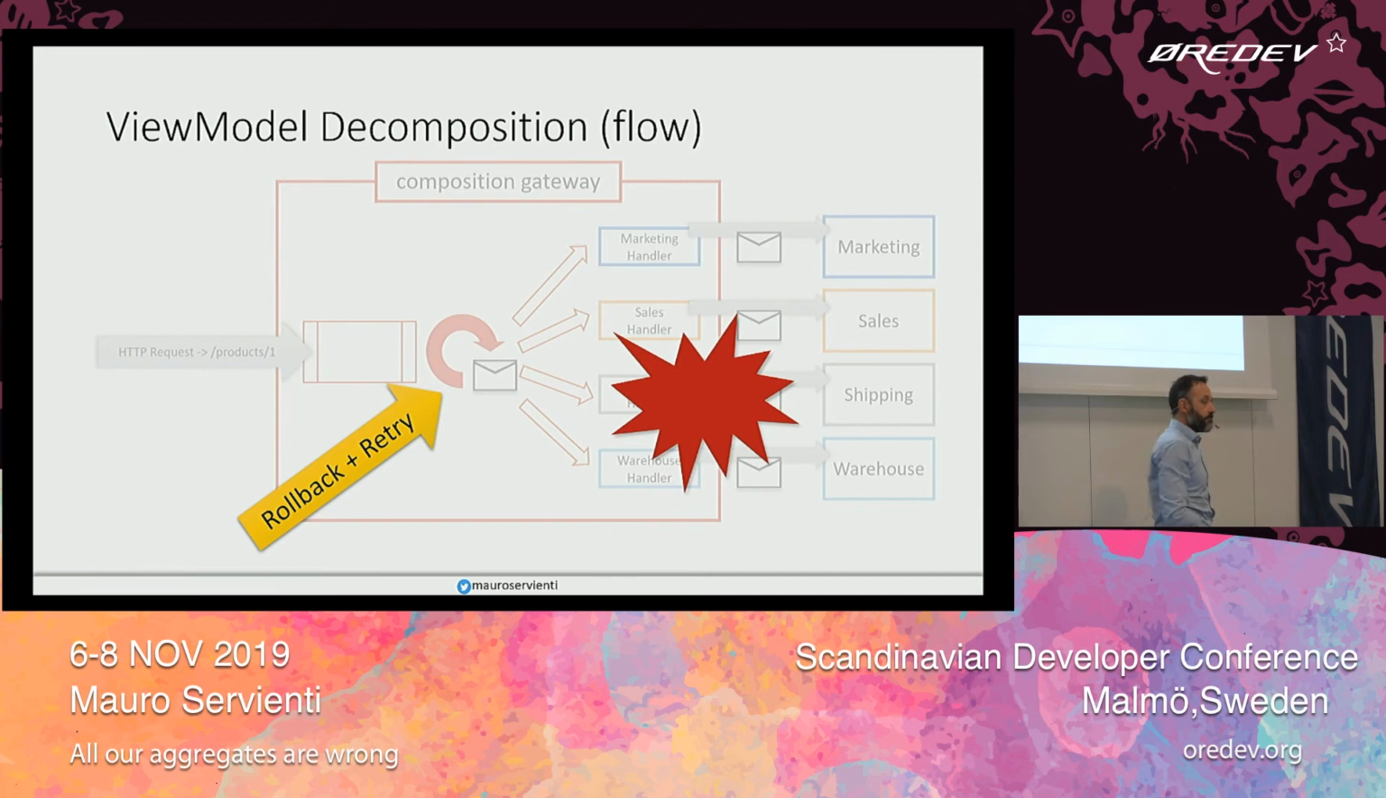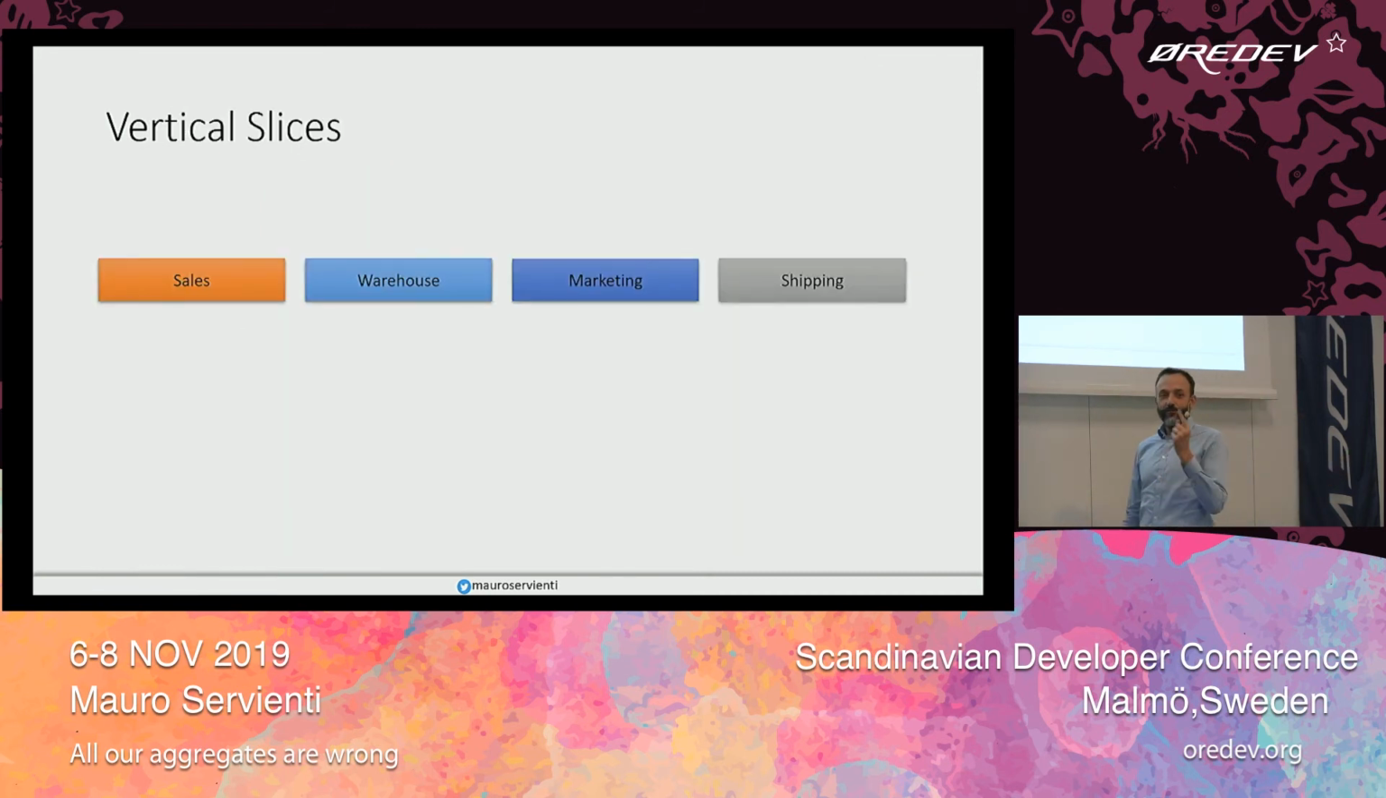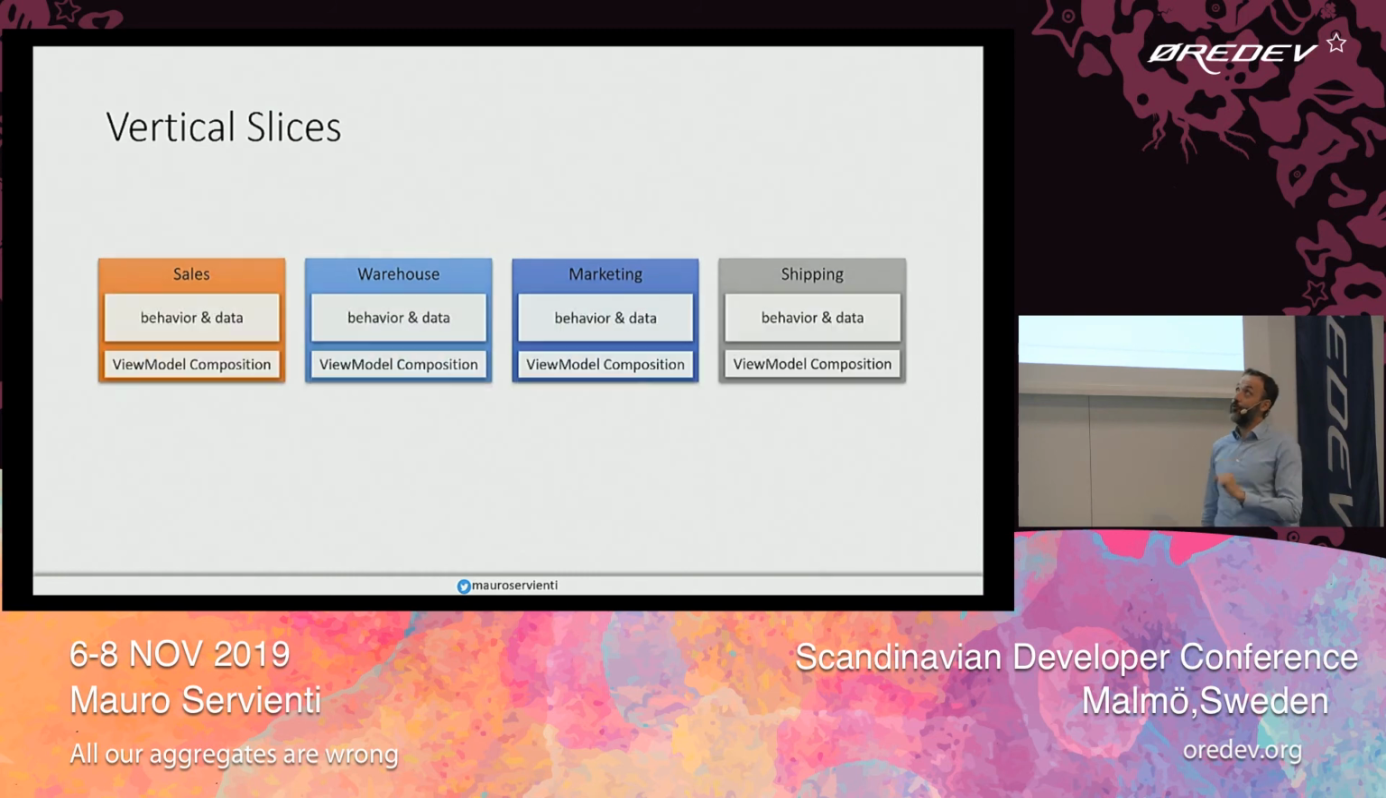Okay? So what do we have now? A thing that we can finally call vertical slices. We have services that fully own behavior, data, and the part related to building the view model for the UI. So every service now is fully responsible for a vertical slice. That is everything they need to do, whatever they need to do from the business perspective.